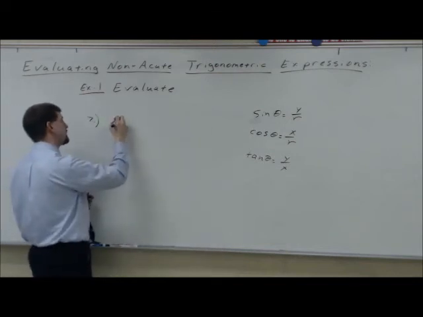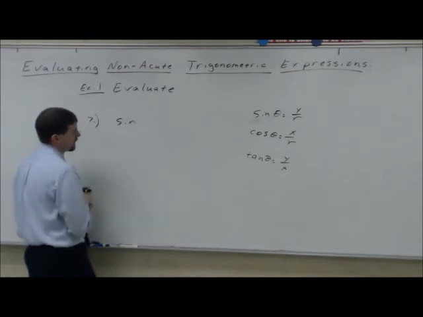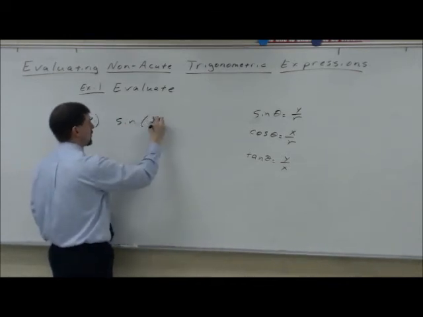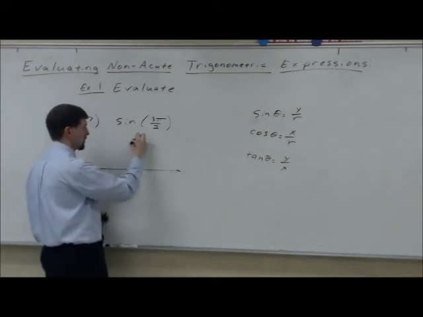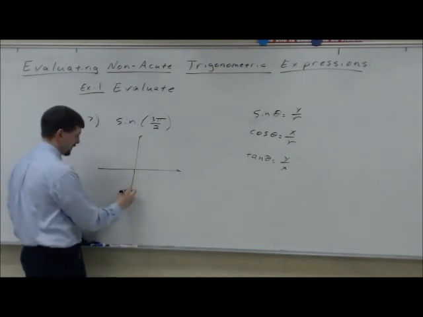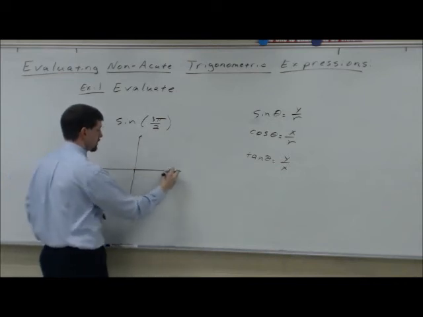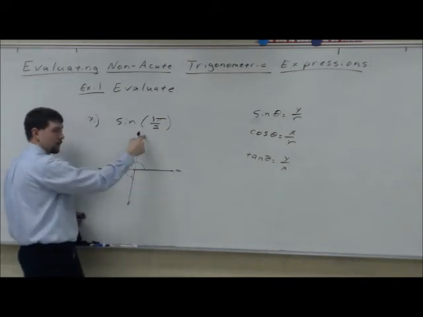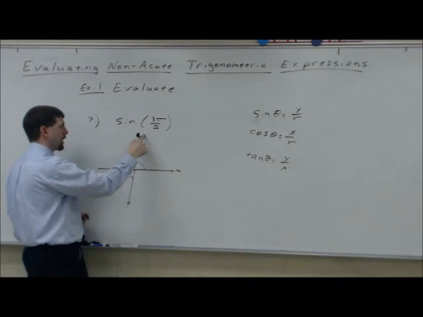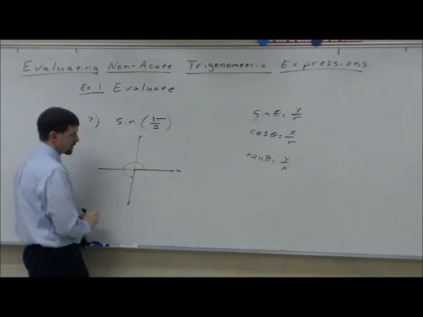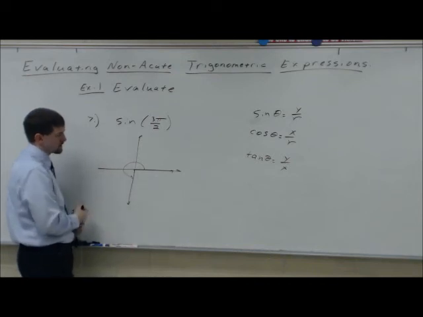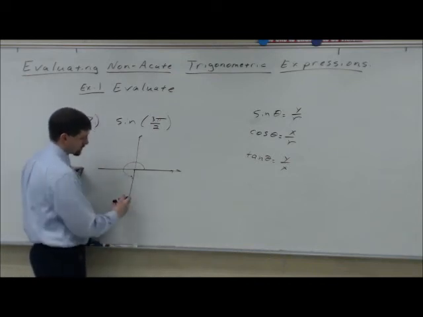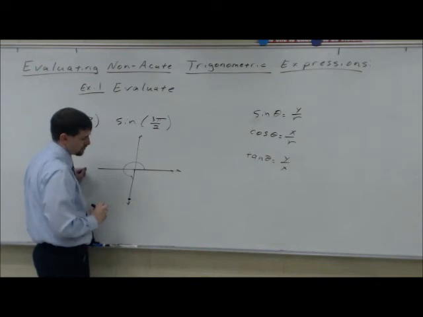Say that we had sine of 3 pi over 2. Well, 3 pi over 2, as you remember from yesterday, is going to be this 270 degrees here. 1 pi over 2, 2 pi over 2, 3 pi over 2. So again, we get an angle that's on an axis. It's a quadrantal angle. So we just pick a point on that terminal side.